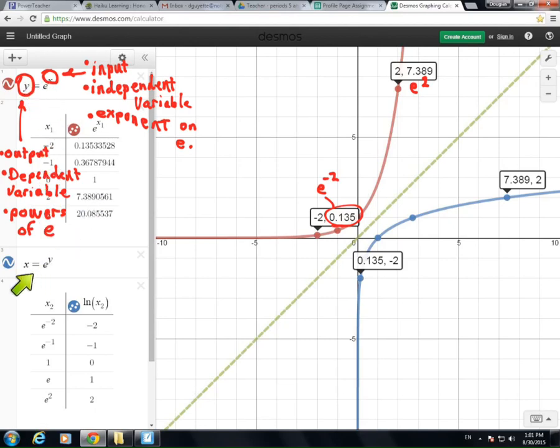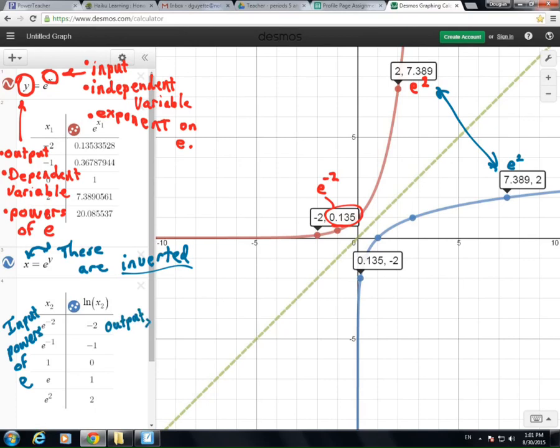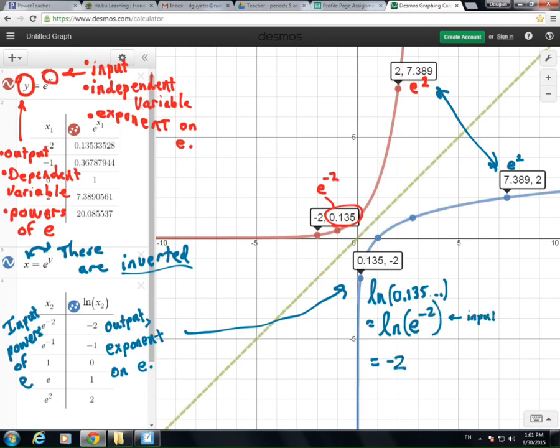We don't like to write our inverse functions this way because they're not solved for y. In order to solve for y, we had to invent a language. So the language we use to invent the inverse of exponential is natural log. So to see how that works, understand that these are inverses. This time I put in powers of e and I get out the exponent itself. Here, for example, the natural log of e to the -2 is -2.